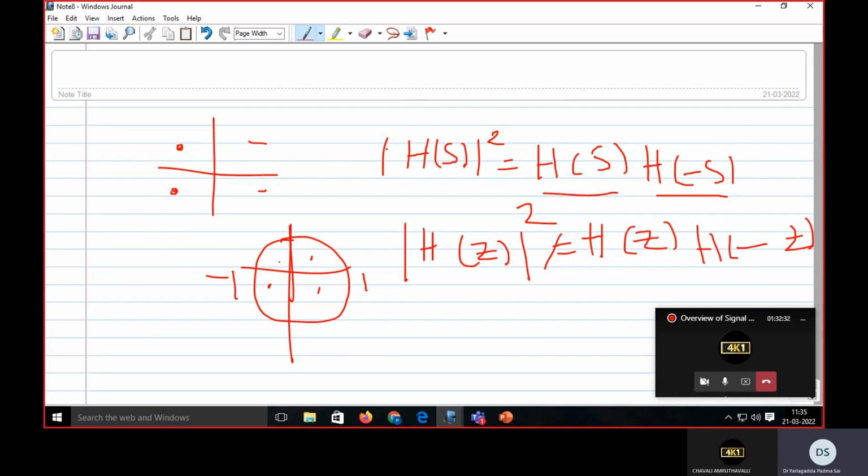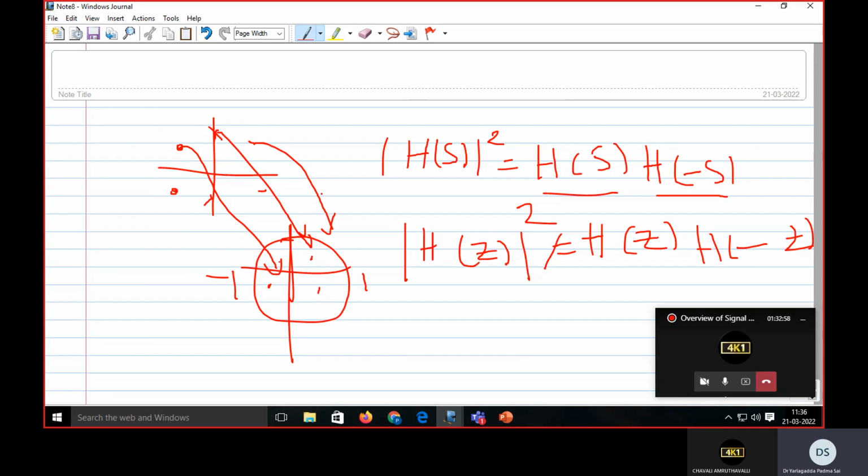So now after designing my analog filters, what I have to do is transform the poles. The poles which are lying on the left should map within the unit circle. The poles which are lying on the right should map outside the unit circle. The poles which are lying on the imaginary axis should map on the unit circle.